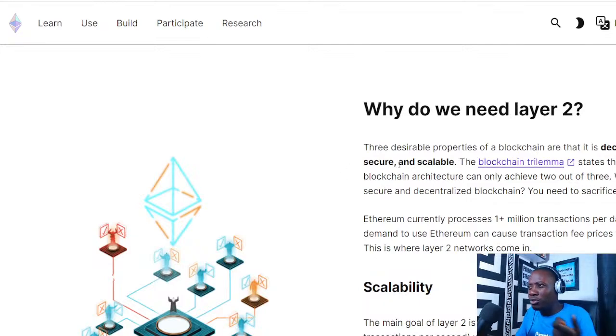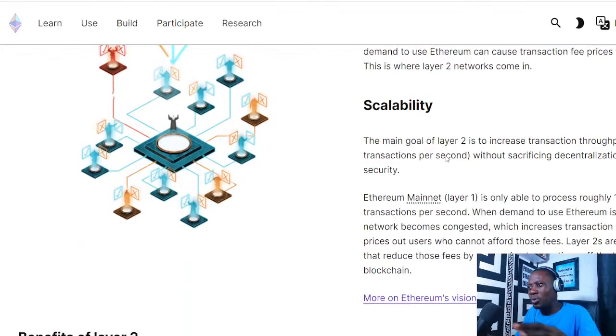Why do we need layer 2? From this article, you would see that I've mentioned the blockchain trilemma. So we need layer 2 because of scalability. Essentially, we need speed. Everything is fast. We've got fast food, we've got fast roads, we've got everything fast. And I think transactions being fast is not too much to ask. And that, I think, is the chief reason why we need a layer 2.